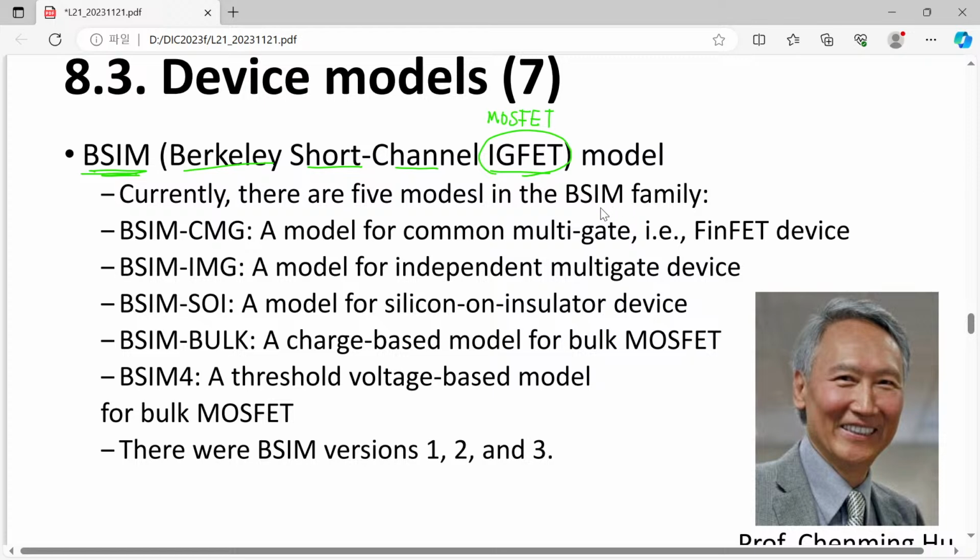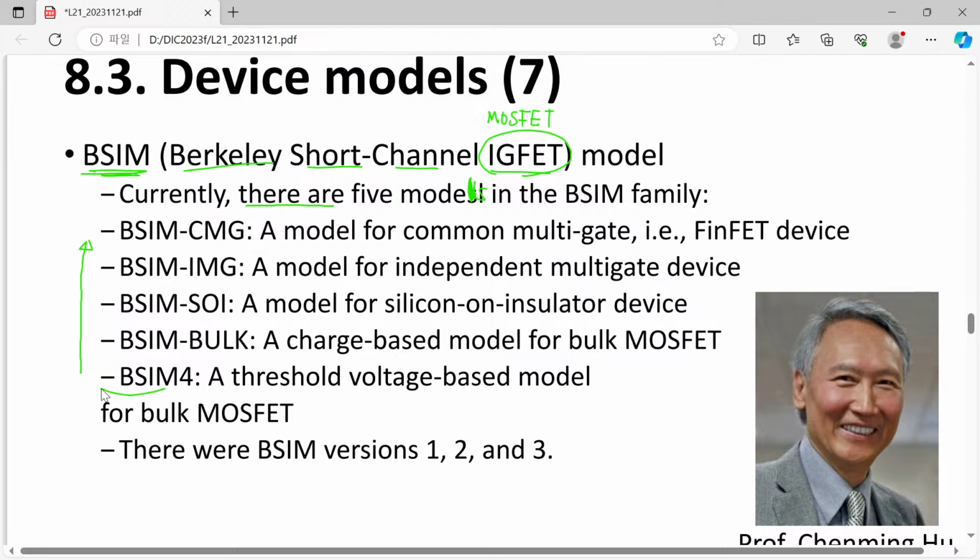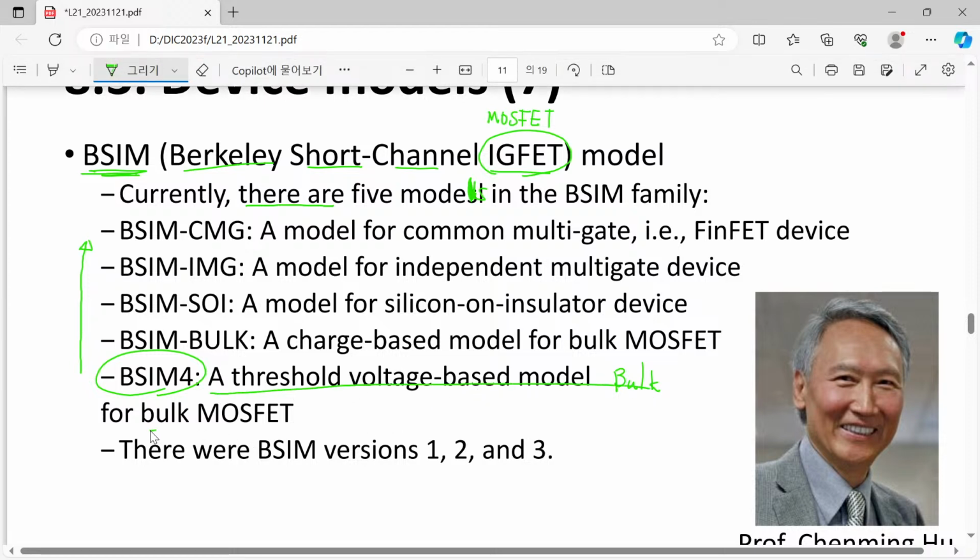And when you visit the BSIM group's web page, it is written that there are currently 5, sorry about that, maybe a typo, 5 models in the BSIM family. So I think this is kind of a historic development. BSIM4 is quite an old one for bulk MOSFET. Bulk MOSFET means that nowadays MOSFET is no longer a planar MOSFET, but BSIM4 was targeted to the bulk MOSFET, as shown here.